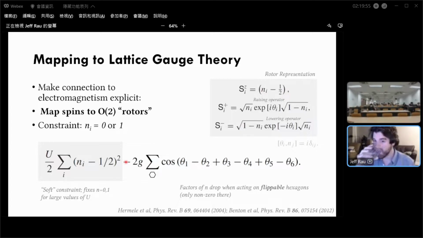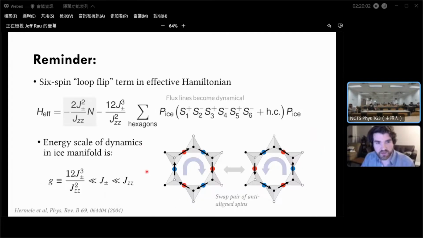There's a hand up. Is there a coupling term for 2 spins? Did you miss that? Which term? That's a constant. Yeah, so there's a constant. We're throwing that out. So there's only this 6-spin term.